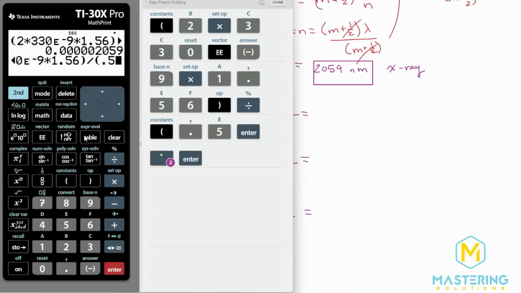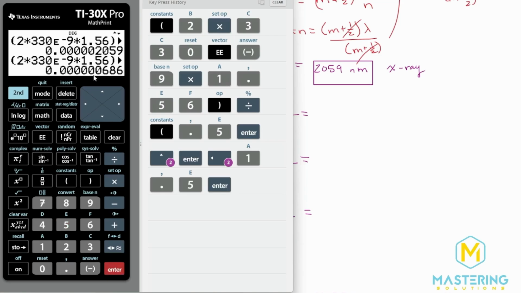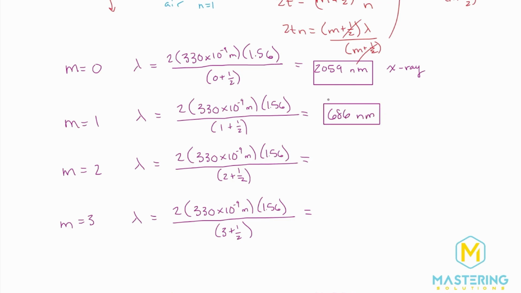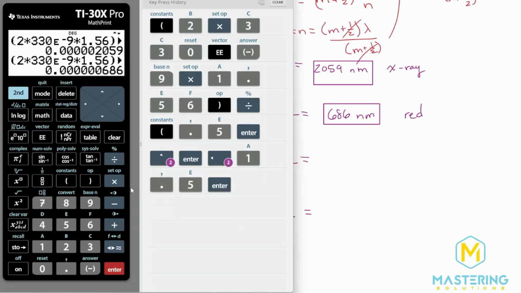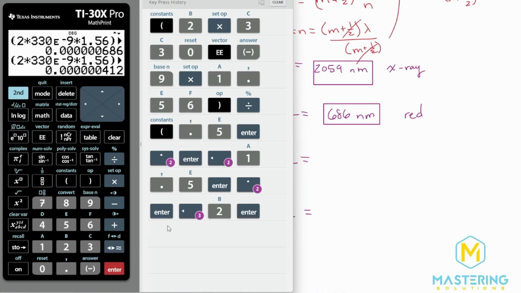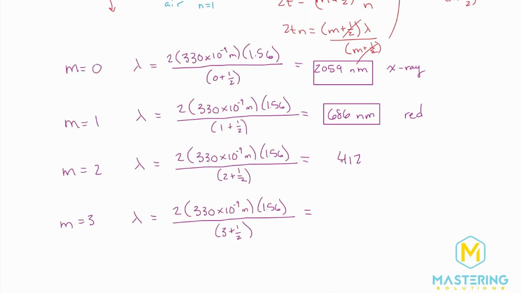So we're going to have m of 1 in this case, and now we'll have 1.5. And that's going to give us 686 nanometers. And they don't ask for it, but that's in the visible spectrum, which is going to be like a red color. And so we have red. And then let's do m of 2. And that's going to give us 412 nanometers. And that's going to be like a purple, kind of like a violet color. Violet, kind of in the blue range.